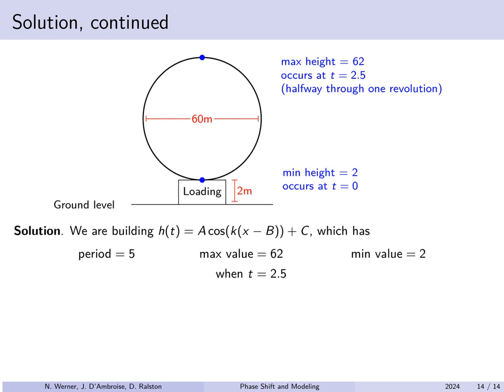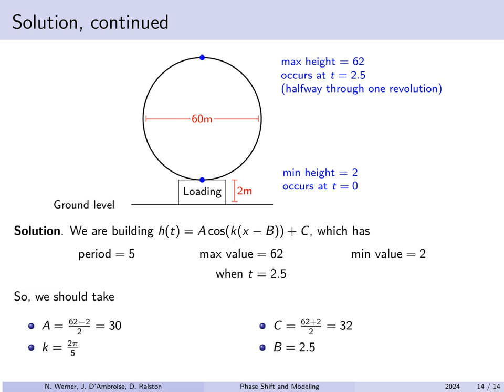This gives us all the information we need. So, the amplitude is the difference between the max and min divided by 2, that's 30. Observe that this is the radius of the wheel. The period is 5, so k is 2 pi over that. The midline is the average of the max and min, that's 32 meters. Observe that that is the loading platform height of 2 meters plus 1 radius of the wheel.